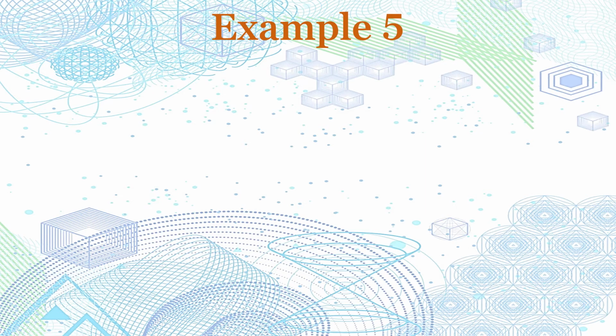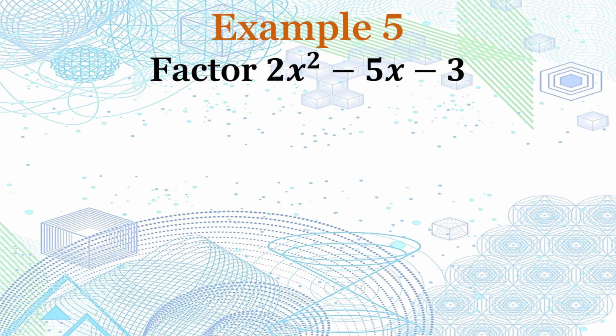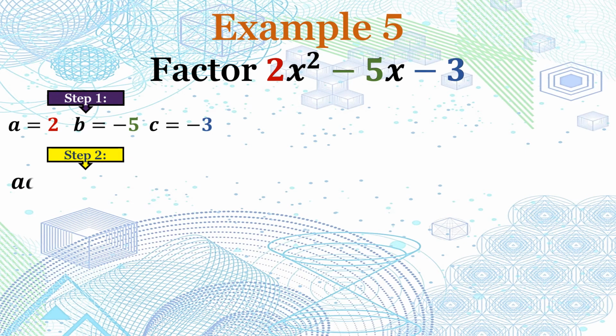Last example, factor 2x squared minus 5x minus 3. Again, let's identify a, b, and c. So a is 2, b is negative 5, and c is negative 3. So let's multiply a and c. That will be 2 times negative 3 is negative 6. Then, let's find factors of AC that add up to B. So, again, C is negative, so the factors should have different signs.